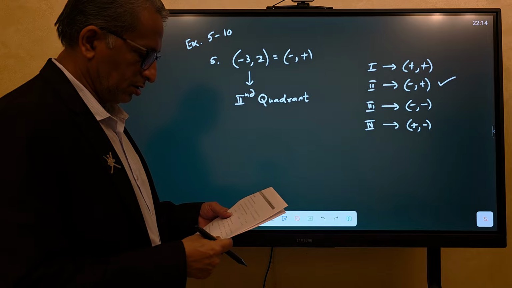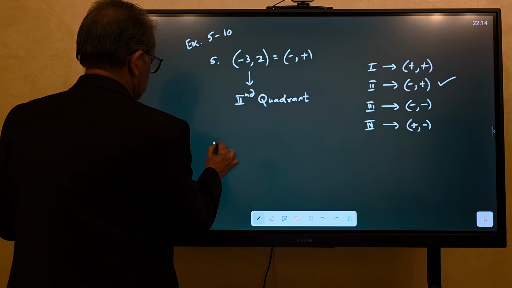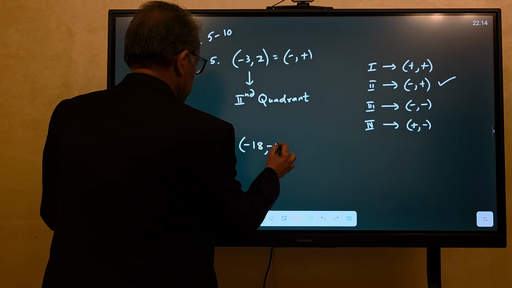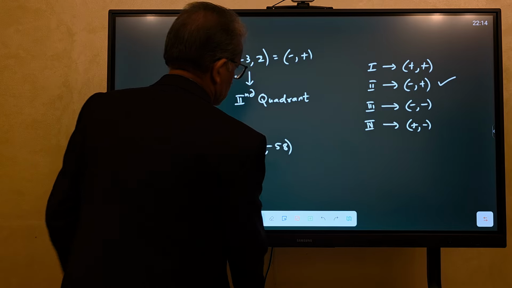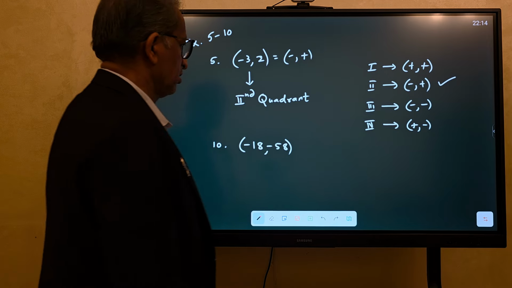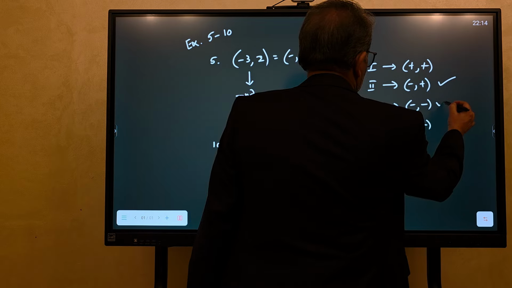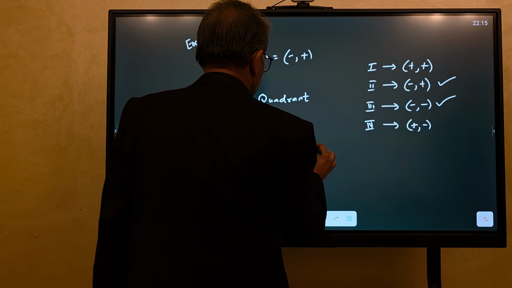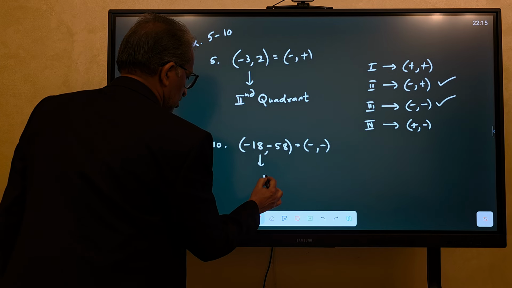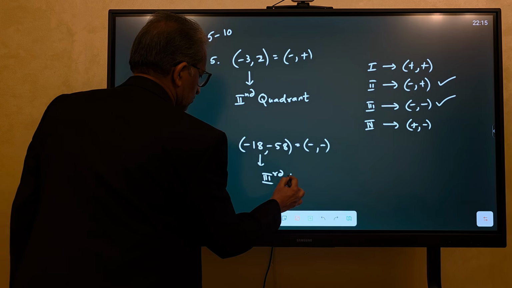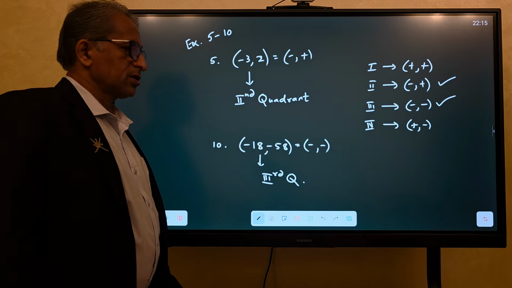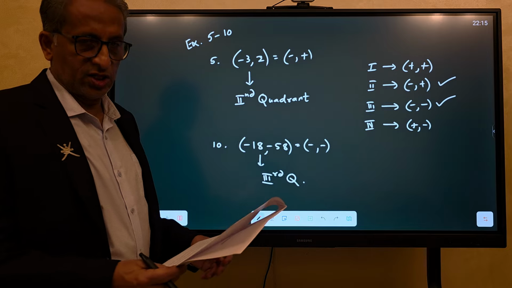Exactly in a similar way, question number 10. What is it here? (-18, -58). The point is given to you and you are going to tell in which quadrant this is present. So this is matching with this because this is minus and minus. So therefore this is in the third quadrant. So this is how to answer questions 5 to 10.